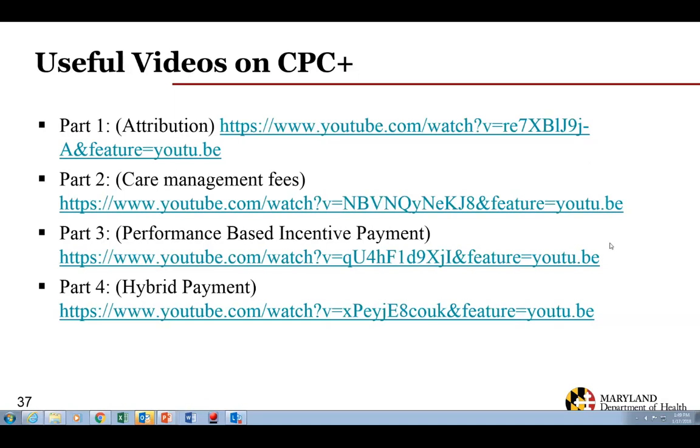The next question from Chris Parker is, do you have any resources available that document how the reduction prepayment model works for Track 2 practices? Yeah, again, I would refer you to the video for that on the hybrid payment. And that's on your slide 37. There's a link to that.